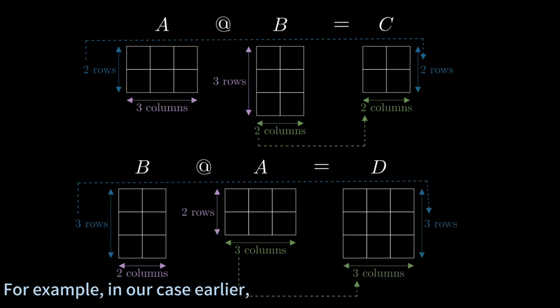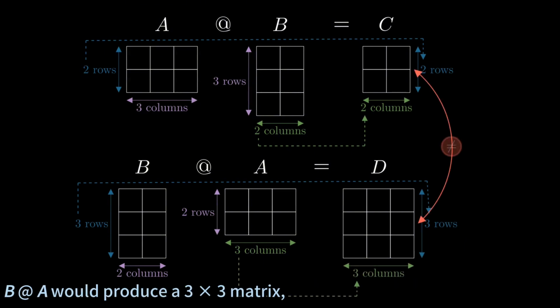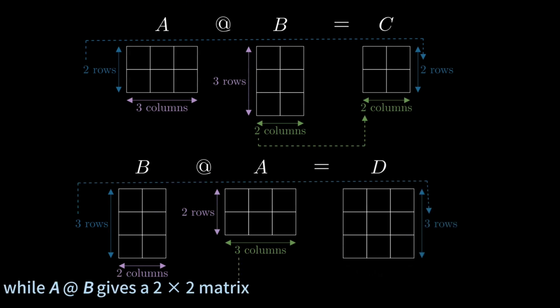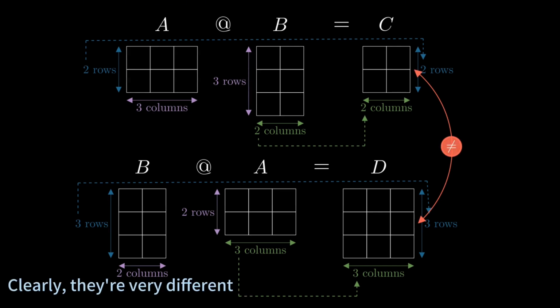For example, in our case earlier, B times A will produce a 3 times 3 matrix, while A times B gave us a 2 times 2 matrix. Clearly, they are very different.